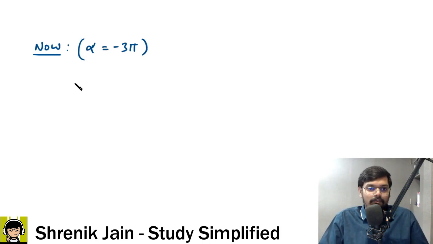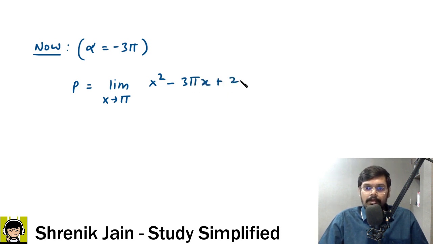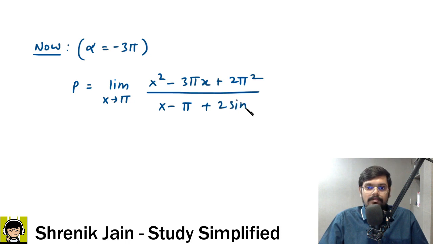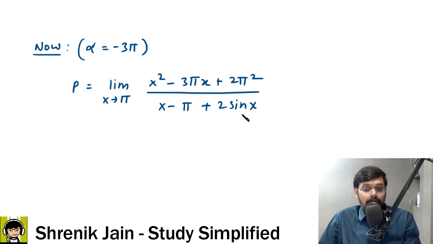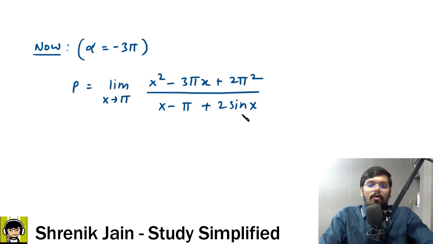We know that, therefore p is equal to limit x tends to pi, then we have x square minus 3 pi x plus 2 pi square divided by, please check it out if I am writing it correctly or not, x minus pi plus 2 sin x. Was this our question? Yes, let's check. Absolutely, sir, this is it. Yes, now I can move forward.